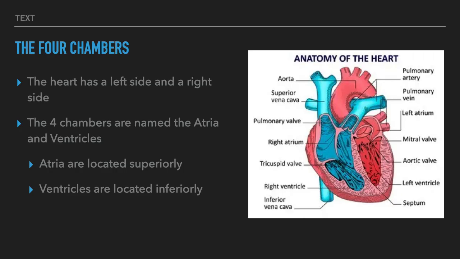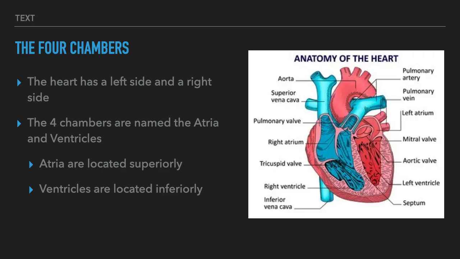Okay, so let's talk about the four different chambers in the heart. There are four different chambers. They're broken up in two different ways. One, we can think of it as above and below. So above we have the atria, and below we have the ventricles. It's also important to differentiate the right side of the heart and the left side of the heart.